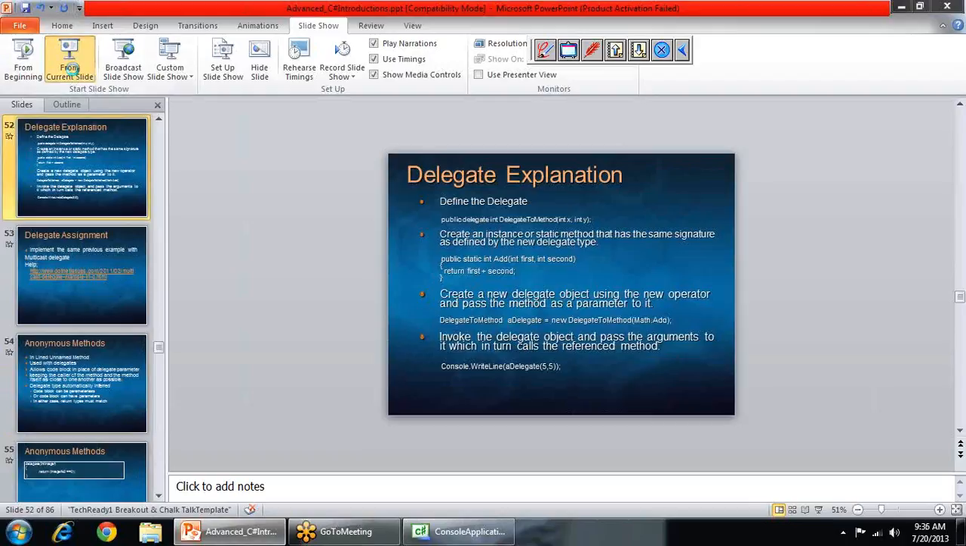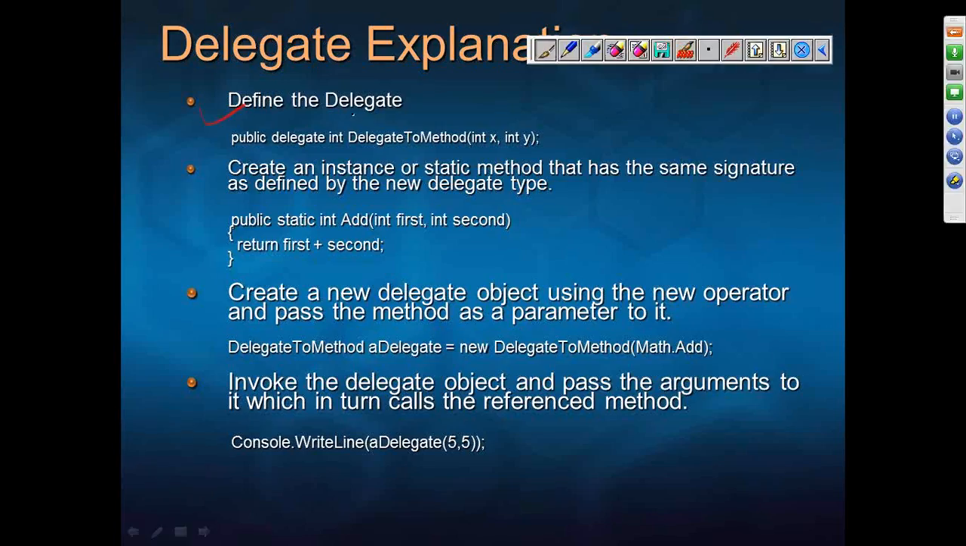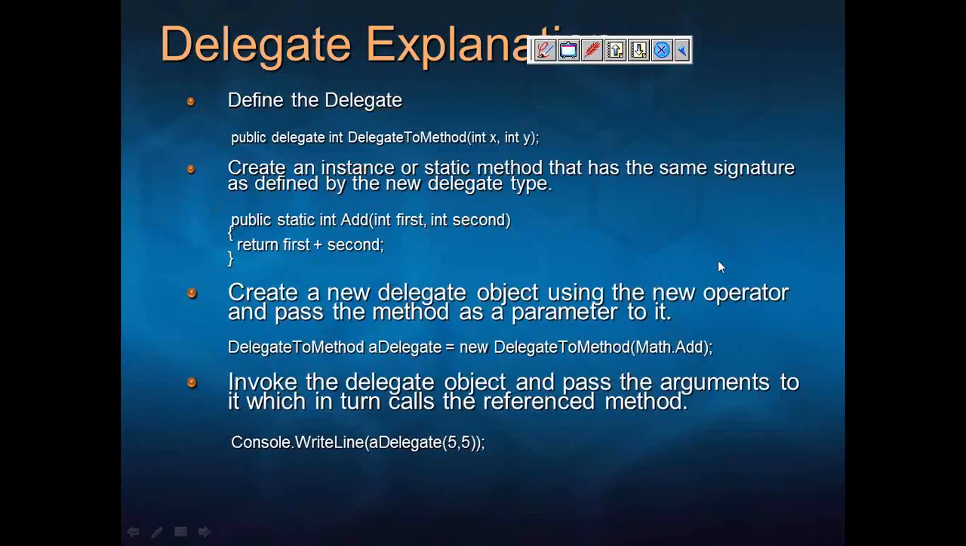This is just in short how you can use the delegate. First, define it. Define the delegate with the delegate keyword. Then write a method, an instance method, static method, whatever you want, to which this delegate object will point. Create a delegate object, pass the method as the reference, and invoke the delegate object. So these are the 4 steps for the usage of delegate.